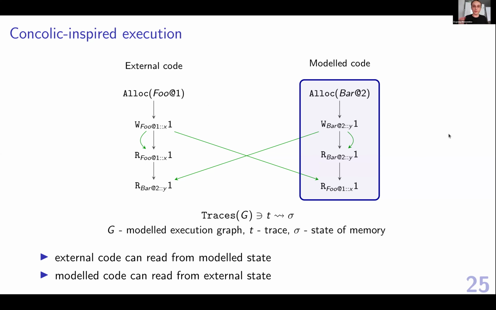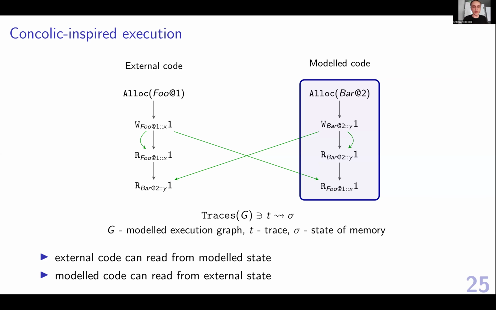So we need some rules for these two types of code so they will be able to interact with one another. The invariants are as follows. The external code at any point can read from the modeled state and get some consistent state of the memory. And similarly, modeled code can read from external state and also get some values of variables.